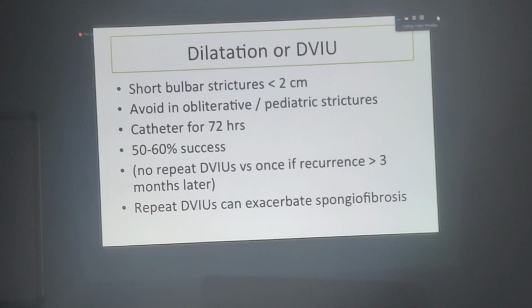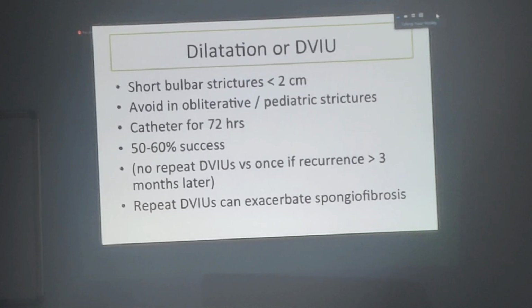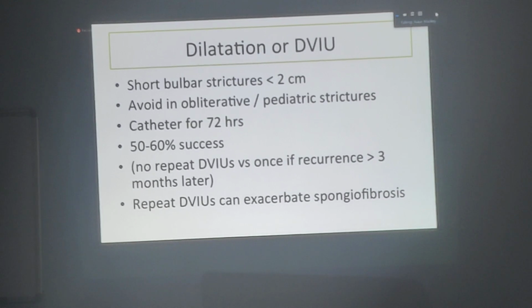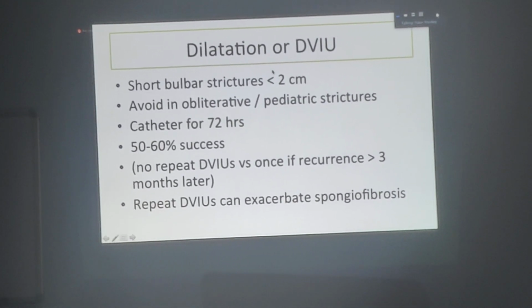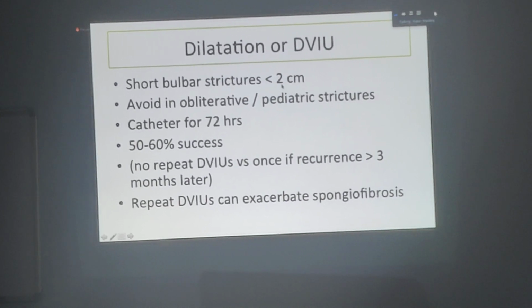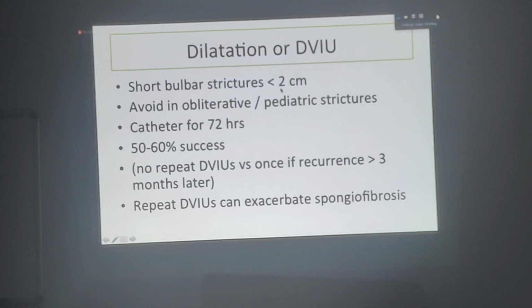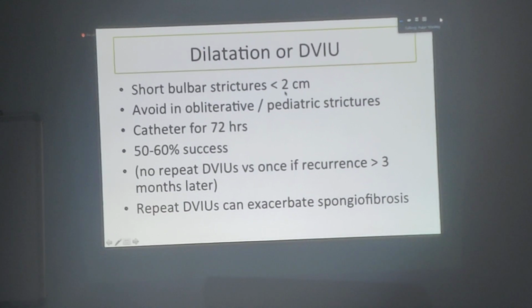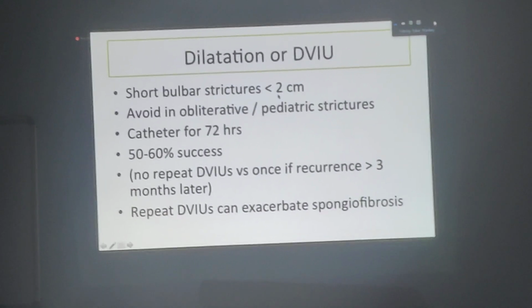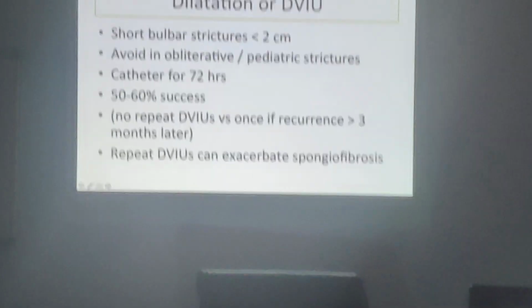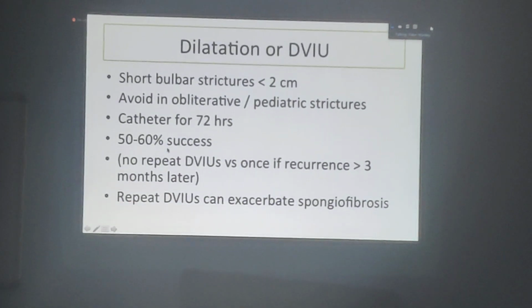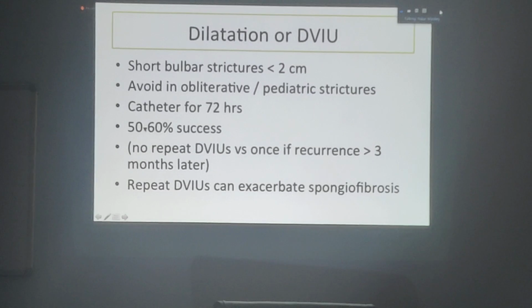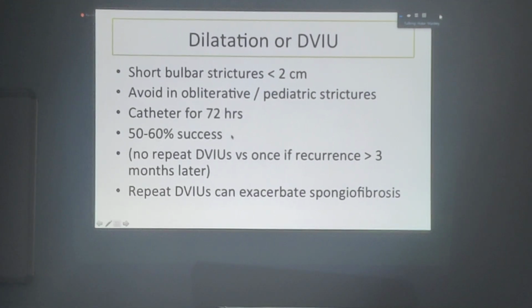But I need to say something about DVIUs or UDs. Even the American guidelines still state that DVIUs or urethral dilatations can be done for strictures up to less than 2 centimeters. I say it should be done for strictures less than 1 centimeter, strictures which are very soft, that don't look very dense, and the success rate is approximately only 1/3, though the literature says it's 50%.